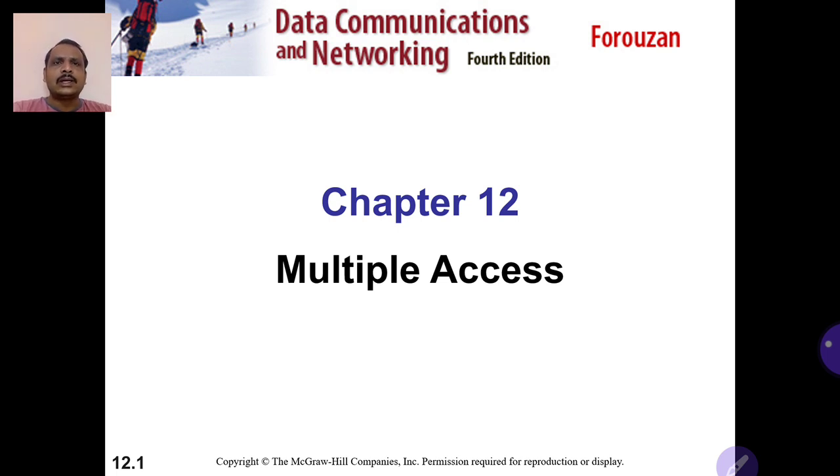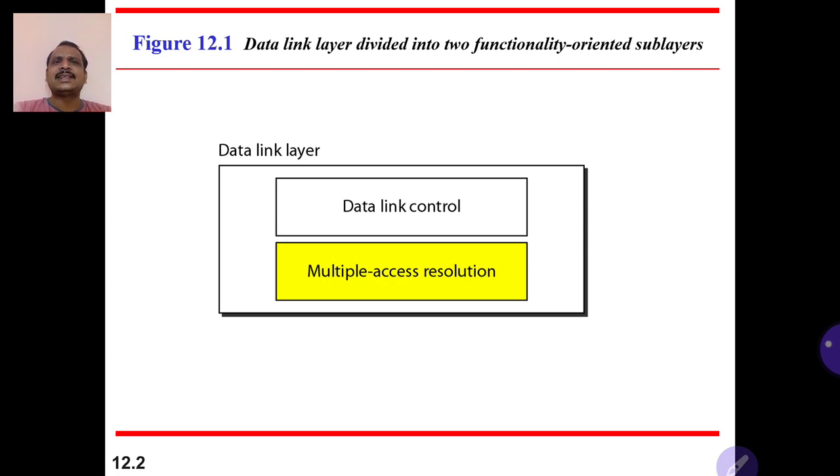Next, we will move to the data link layer. The data link layer performs many functions: error control, flow control, congestion control, framing, and also media access control. We are going to divide the data link layer into two sublayers: one is data link control, and the other is media access control. The functions performed by data link control are error control, flow control and congestion control.